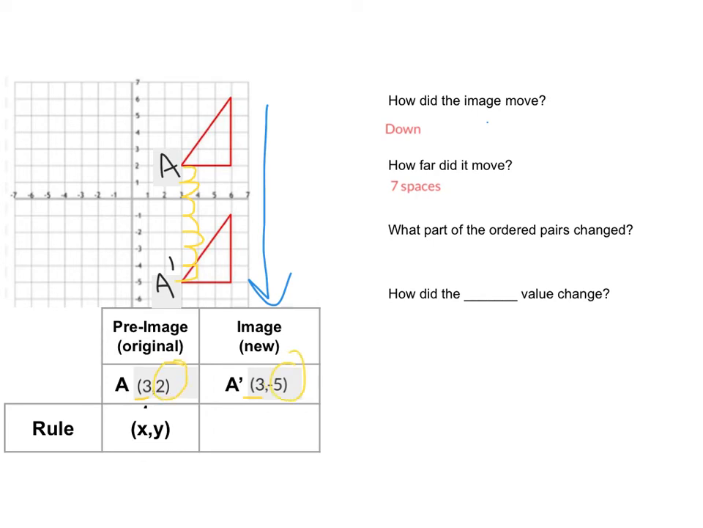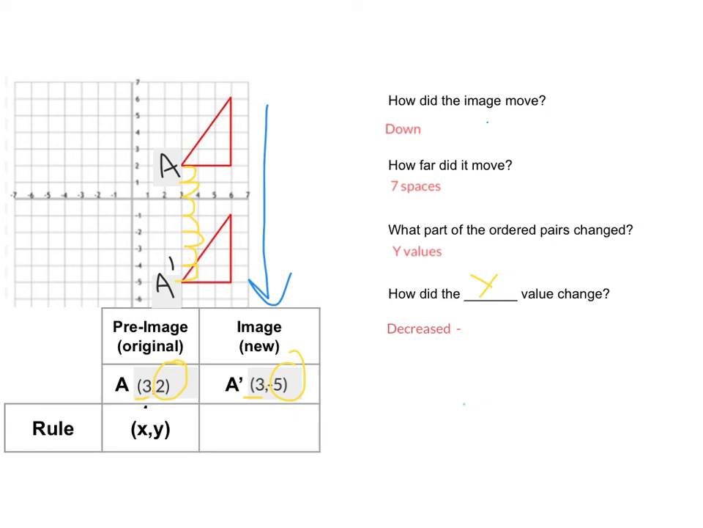So my Y values changed. And if I continue to look at those Y values, I went from 2 to -5. And so the Y value changed by decreasing. The Y value decreased. And remember that when we say something has decreased, it's like we are subtracting.